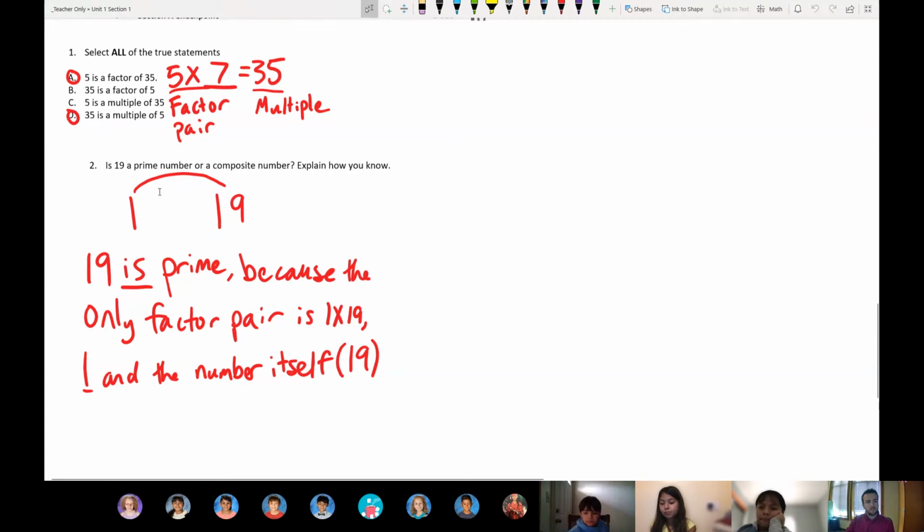I also saw for this last problem here, is 19 a prime number or composite number? I saw some who said, yes, it's prime, but their reasoning was because it's odd. And that's not the only thing that makes it prime, right? All prime numbers except for 2 are odd. But the thing that makes it prime is that the only factor pair is 1 and that number. So 1 times 19.